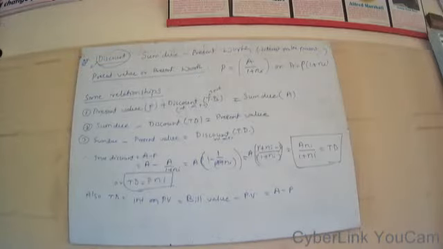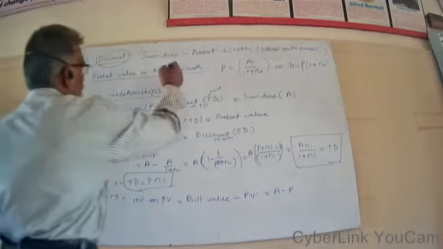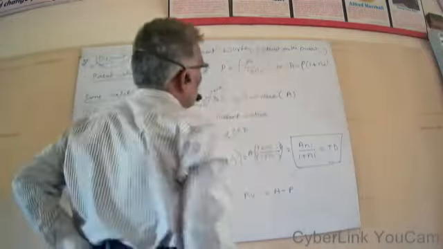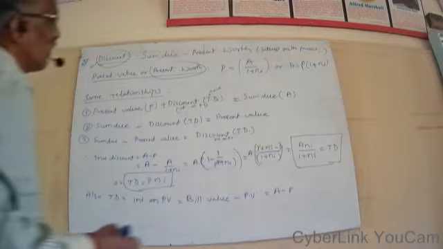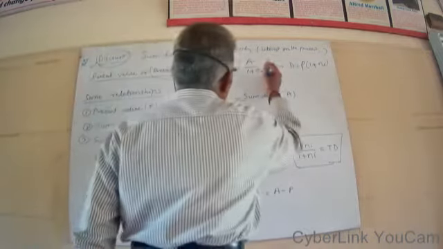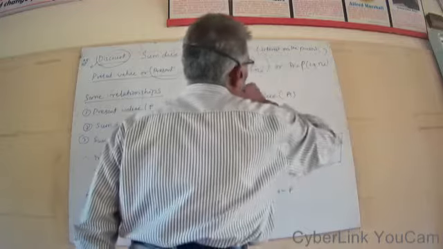What is meant by present value or present worth? It equals P equals A divided by 1 plus Ni, where A is the sum due, I is the interest, and N is the unexpired period in years, the number of years of the unexpired period.